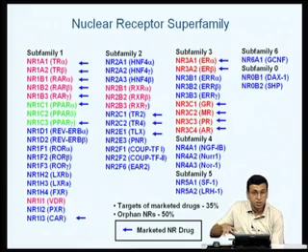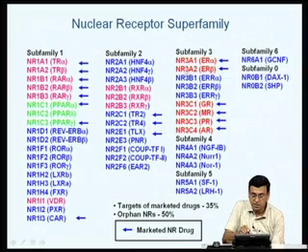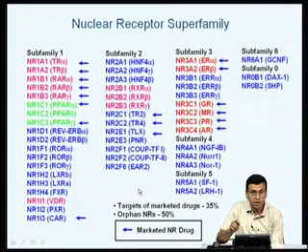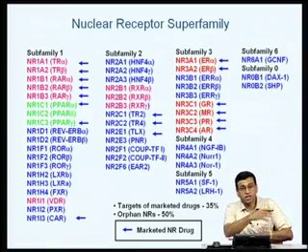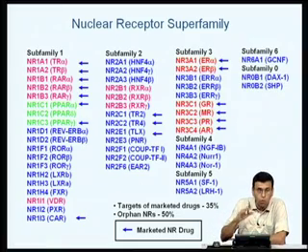Now a new nomenclature was evolved to make sure that there is no confusion. For example, estrogen receptor alpha is now designated as nuclear receptor 3A1. Glucocorticoid receptor has been designated as nuclear receptor 3C1 and so on and so forth. A new nomenclature was developed to make sure that everybody follows the same nomenclature.